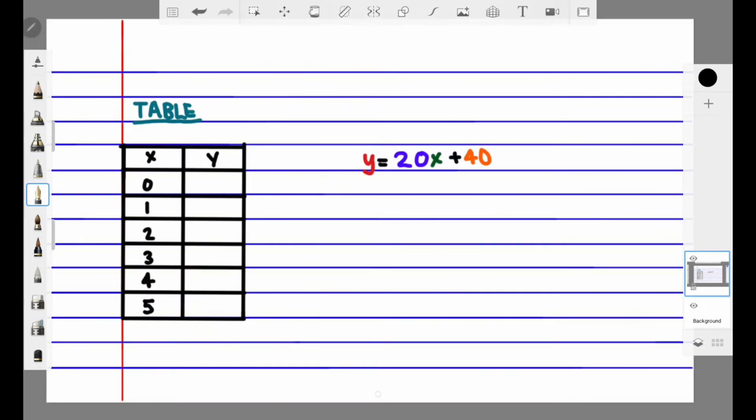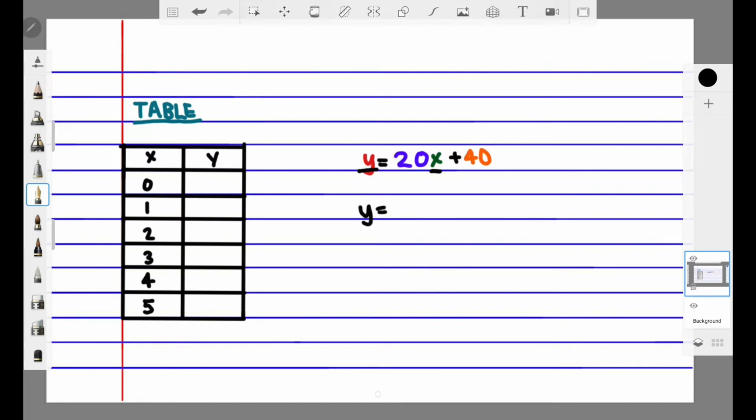Now we're ready to draw a table. Pause the video now and copy down the table. Now let's fill in all of the y values. To do this, we will plug in all of our x values and find out the y values. So let's start with 0.